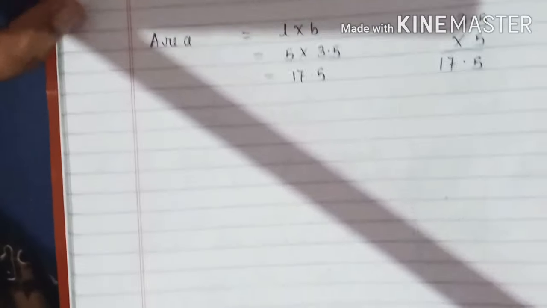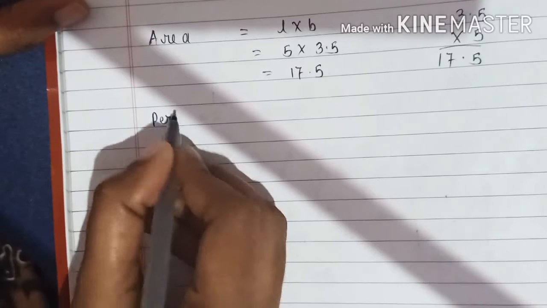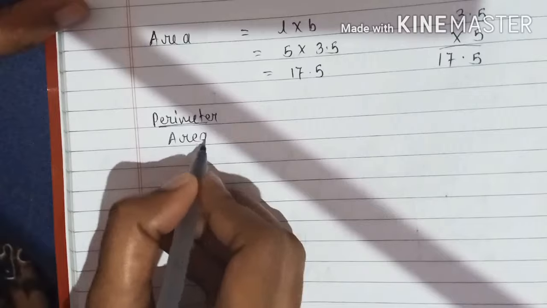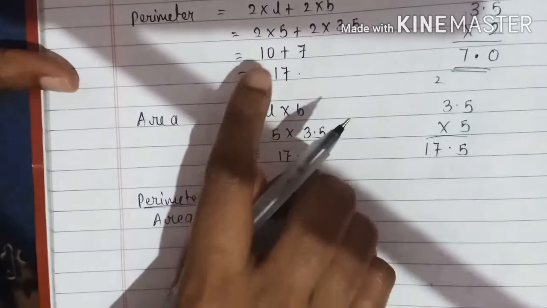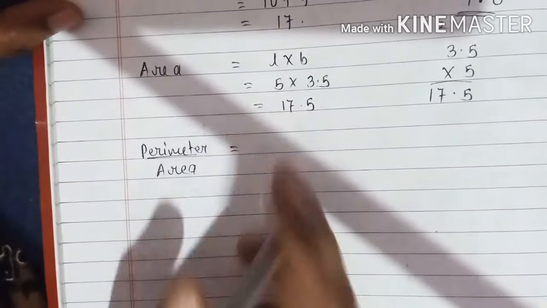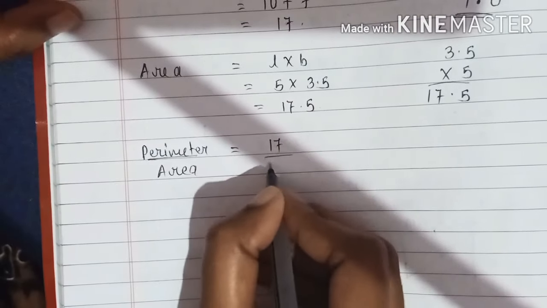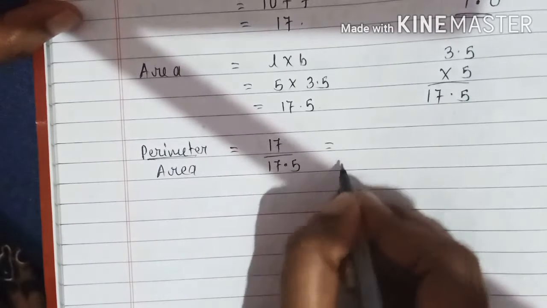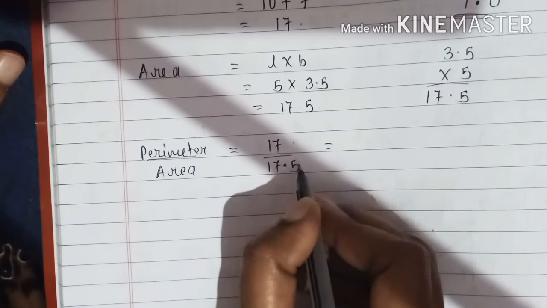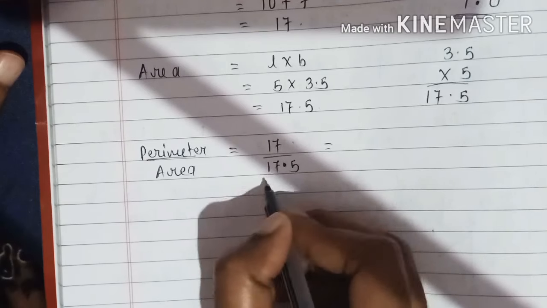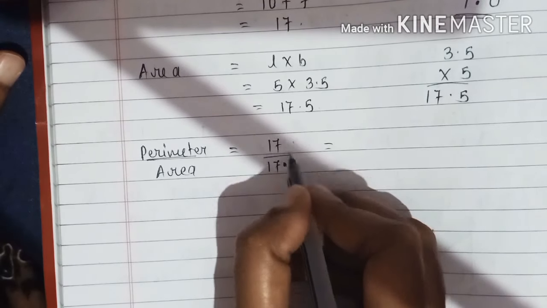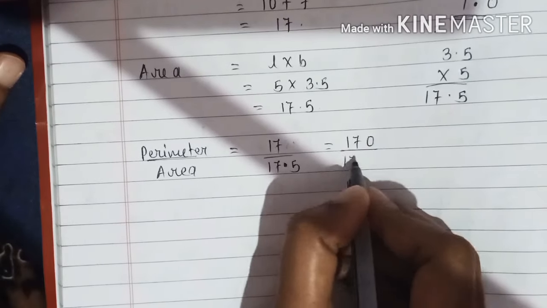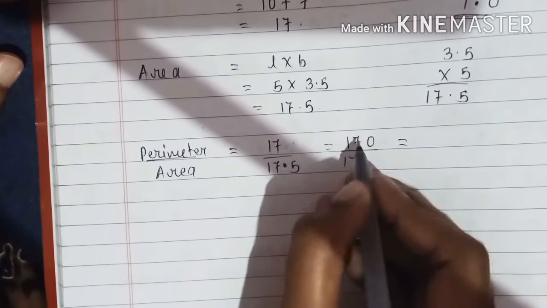So let us take the ratio of perimeter to area. Perimeter upon area. Now the perimeter we have got is 17 and the area is 17.5. So 17 upon 17.5. Here we will multiply numerator and denominator by 10 to remove this decimal point, or otherwise to remove this point we can put a 0 here. So this will be 170. This will be 175. Now do the cancellation.